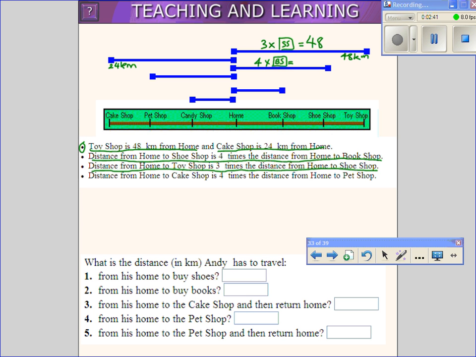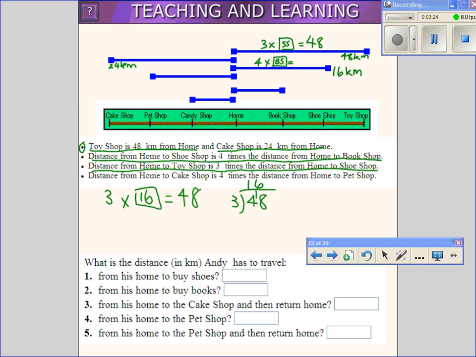Now, if I use my working out space, 3 times something equals 48. Now I can either take a guess, use addition, or I can use my inverse operation and say that 48 divided by 3 will give me the distance from home to shoe shop. So 3 into 4 goes once, carry the 1, 3 into 18 goes 6. So my answer is 3 times 16 equals 48. So that means the distance from home to shoe shop is 16 kilometres.